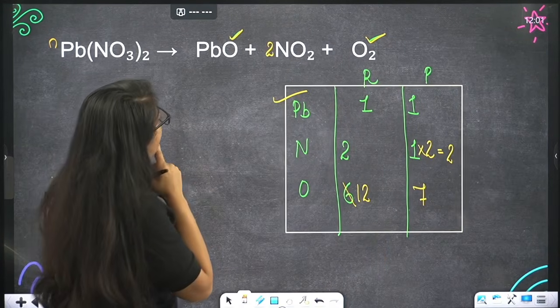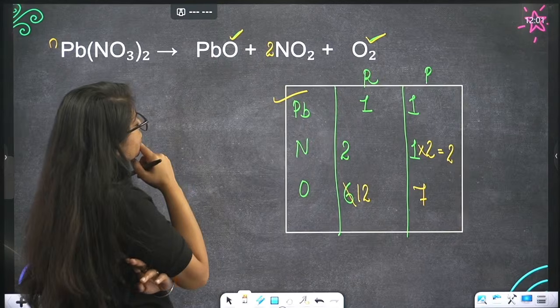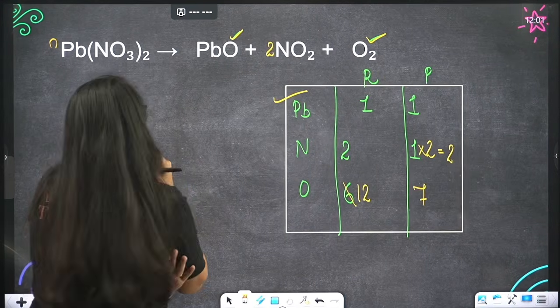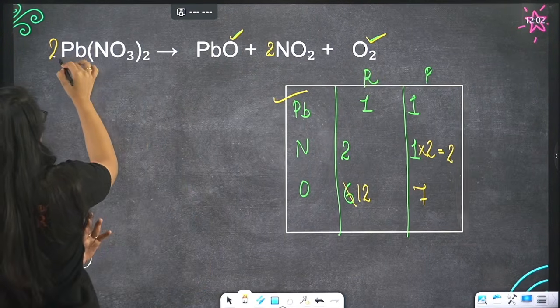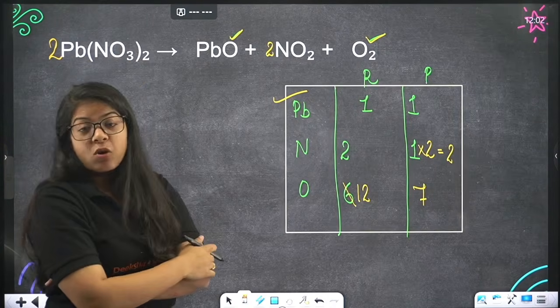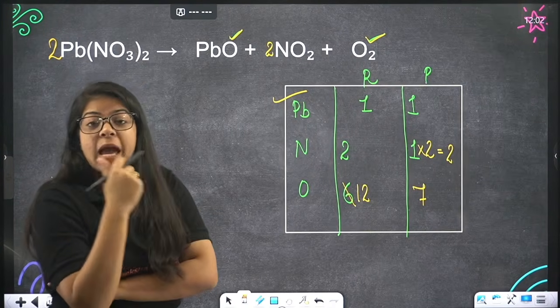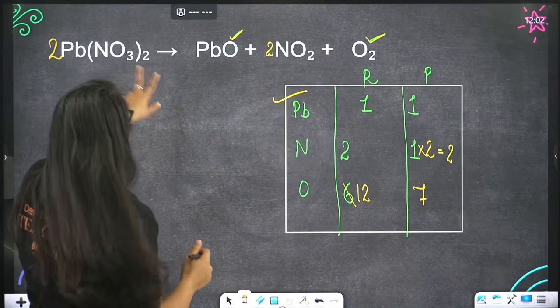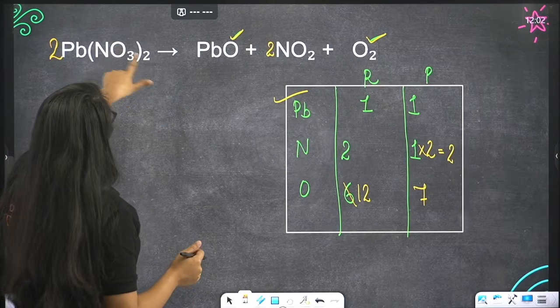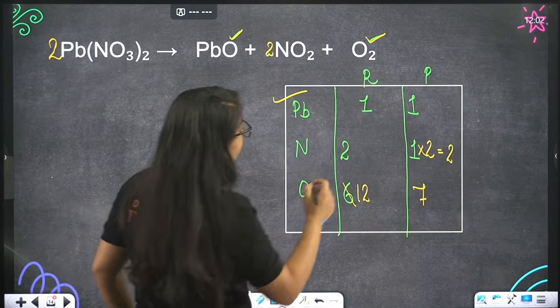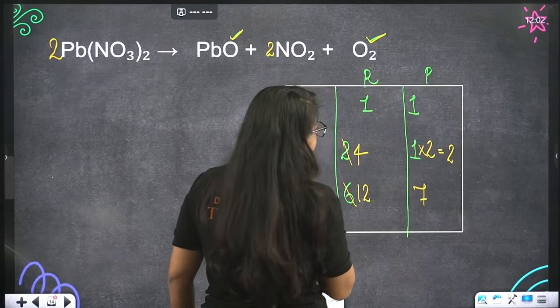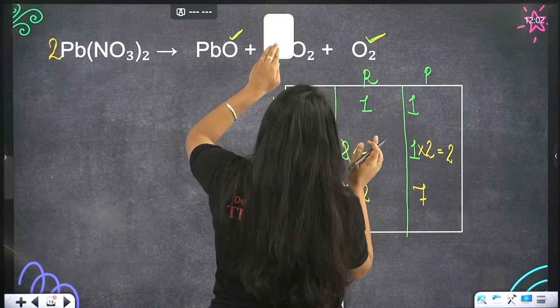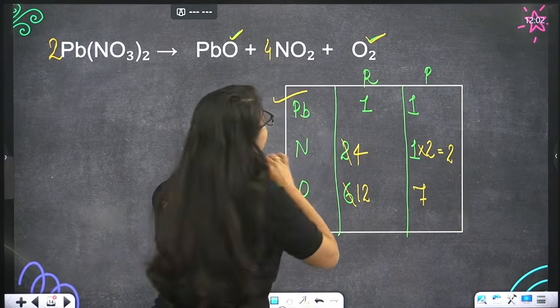And if I have to make here the 12 oxygens, what will I do? Okay, now in attempting to balance oxygen, we unbalanced Pb and nitrogen as well. So nitrogen here is what? It is 2, 2 and 2. 4 nitrogens are there on the reactant side, right? So here I will not multiply it with 2, I will multiply it with 4.